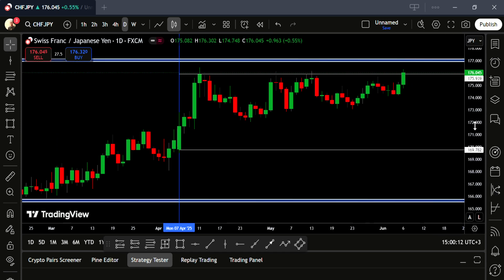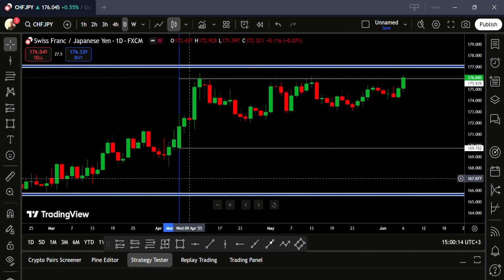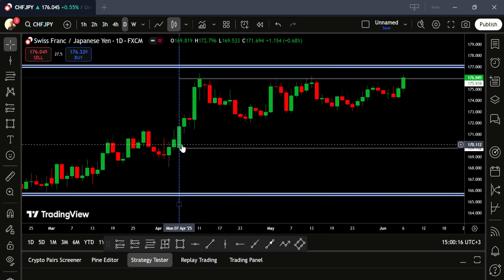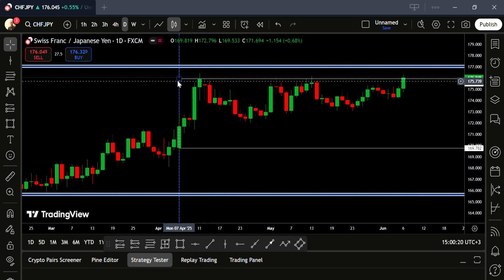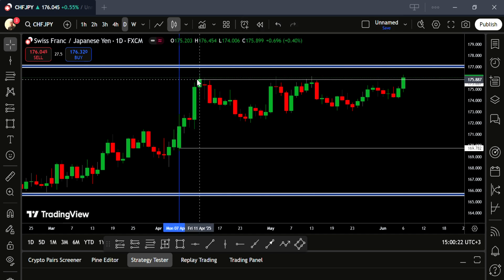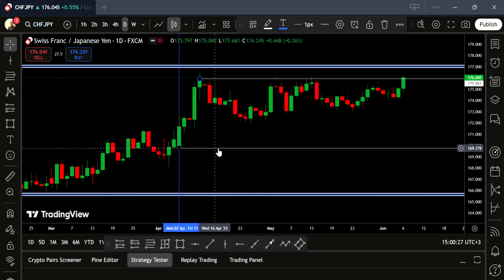You see that price moved from here. This was Monday, Tuesday, Wednesday, Thursday, Friday. The week closed from here. This is the closing price of that candle, and that is the closing price of that week. So what do you see now?